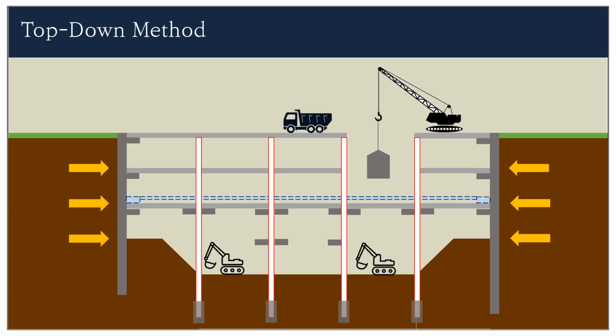Top-down method is a construction method that builds underground structures from top to bottom. Based on the first floor, the construction will be carried out on the first basement floor to the second basement floor, and the ground floor will go up sequentially from the first floor.